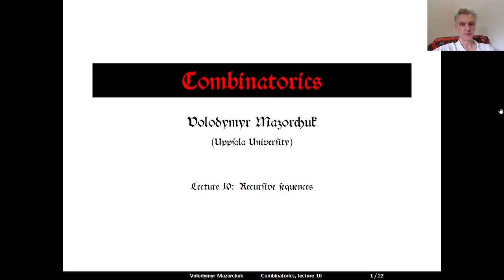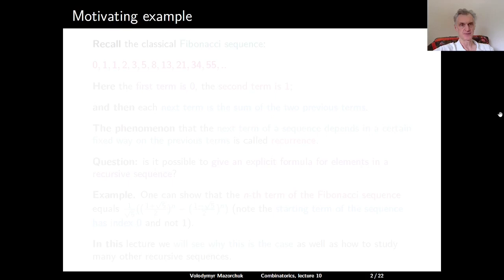Combinatorics, Lecture 10, Recursive Sequences. We start with a motivating example. Let us recall the classical Fibonacci sequence, which looks as follows. So it goes 0, 1, 1, 2, 3, 5, 8, 13, 21, 34, 55, and so on.